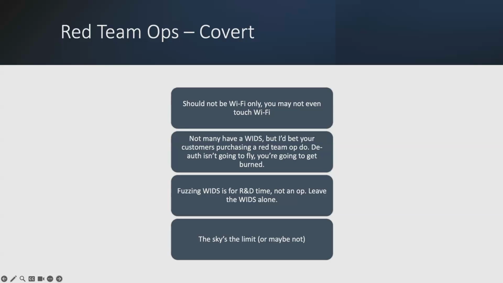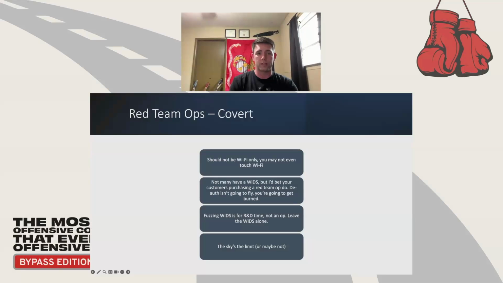Of note too, fuzzing WIDs is for R&D time. That's not for an op. Leave it alone. You're going to knock something over that's not going to be recoverable, or you're just going to make a bunch of noise and attract attention to yourself. Leave it alone. Beyond that, the sky's kind of the limit, or maybe not, because we're talking about wireless.